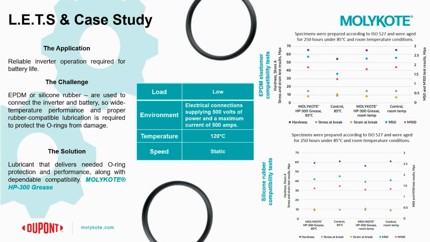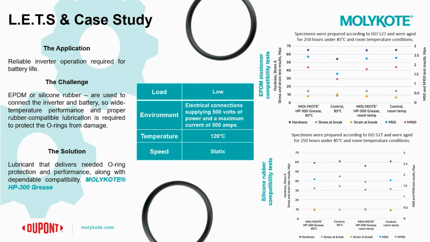L.E.T.S criteria here. Additionally, when considering the EPDM elastomer compatibility, we can test HP 300 grease by coating EPDM samples in the grease and then aging the samples for 250 hours at 85°C as well as room temperature to essentially heat age the samples. And then we could take measurements for hardness and tensile strength and then repeat this again for the silicone elastomer O-rings as well.